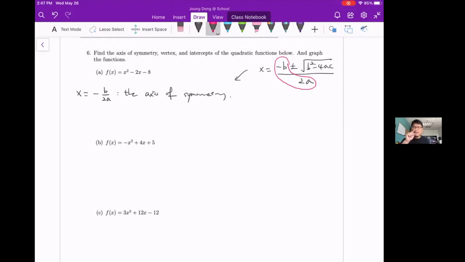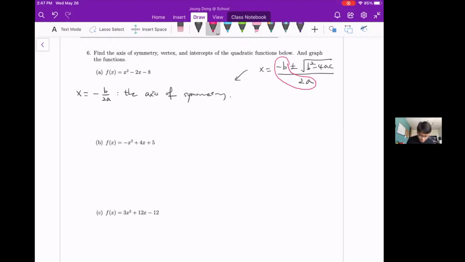Then the graph will be a smiley face. But look at problem B. The leading coefficient is negative, so your graph must be a sad face. That's it. As long as you know these two, that'll be fine. So let's start from here. Definitely the graph of A is a smiley face.